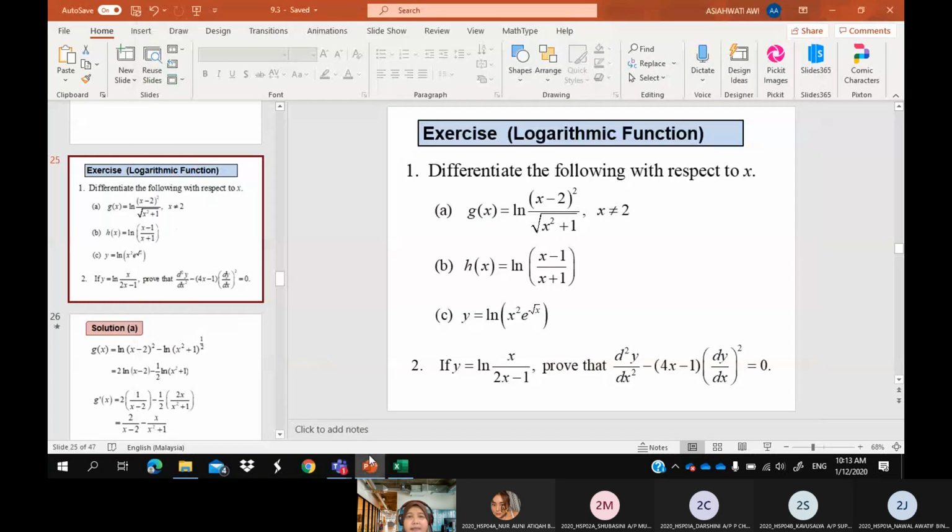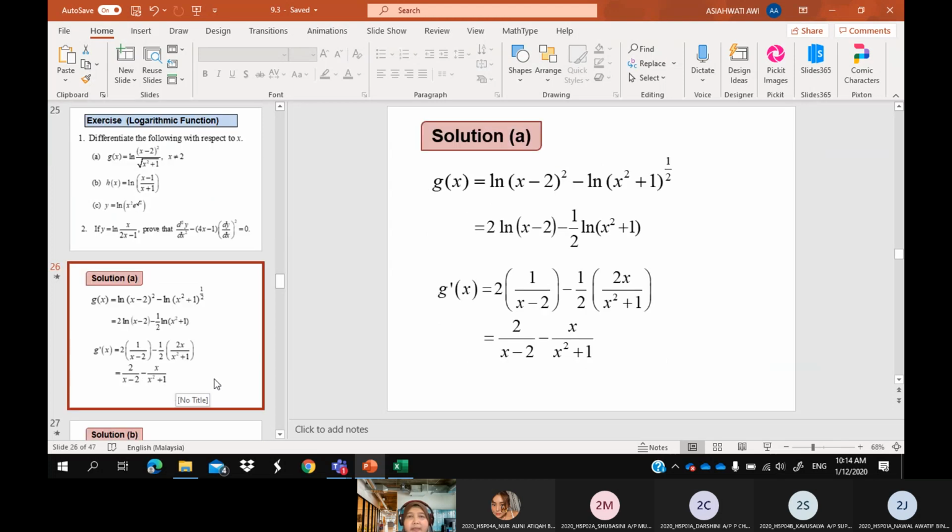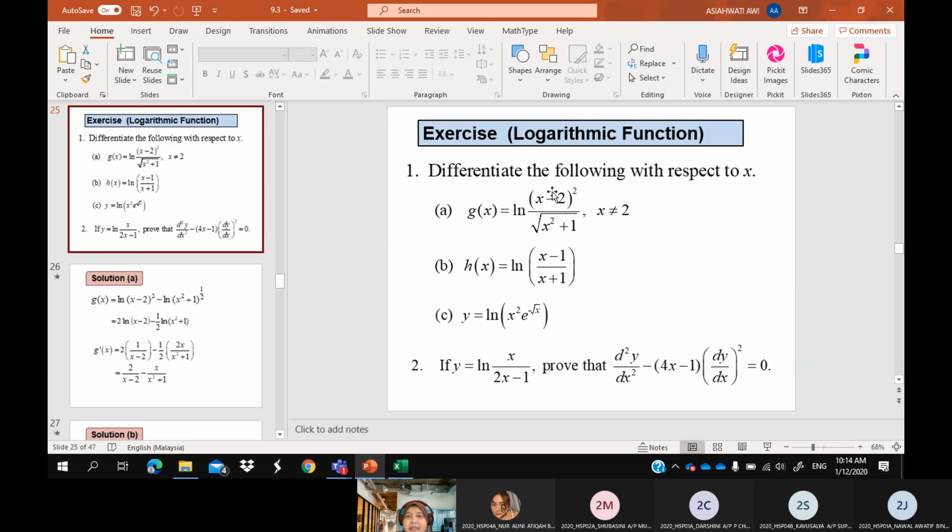Okay, we start the exercise for log. Two questions, we go one by one. Differentiate the following with respect to x. Given this, simple. Then the second is proof. So we go one by one.